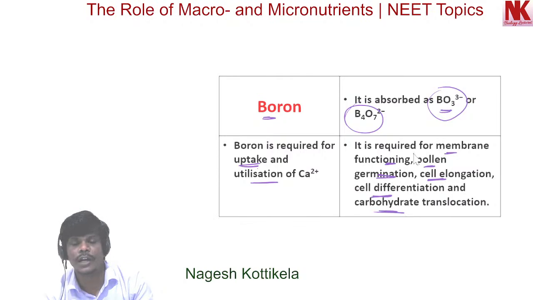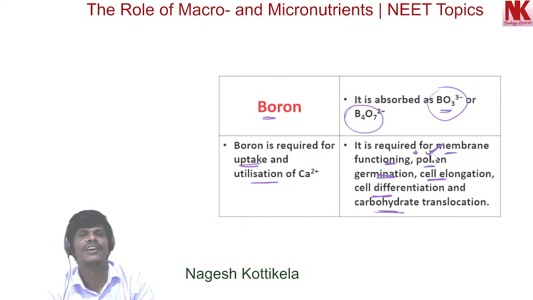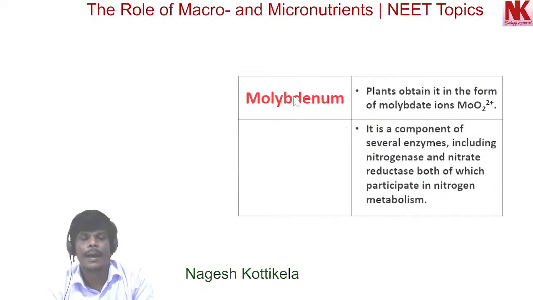So here one important aspect is, for pollen germination, which nutrient is required? Answer is boron. So during pollen germination, boron is required. Remember. Now after this, molybdenum. Plants obtain it in the form of molybdate ions, MoO2 2 minus.